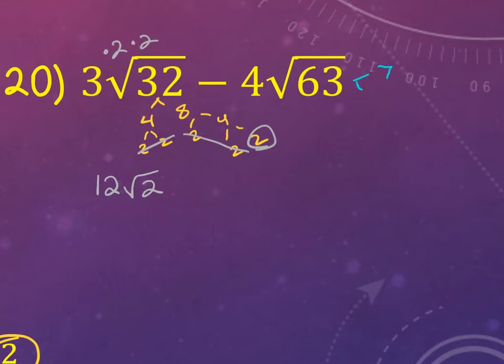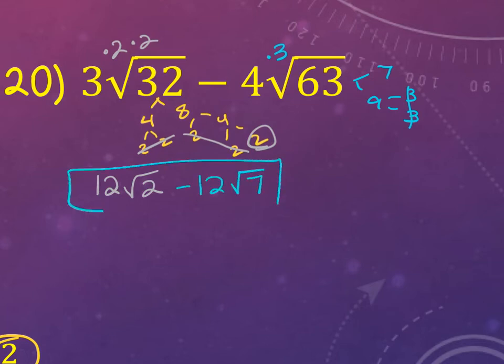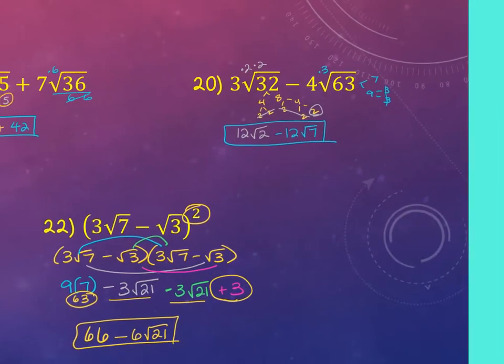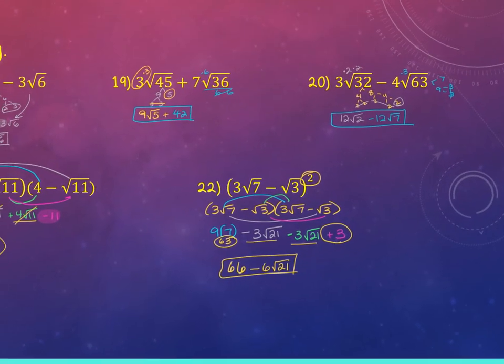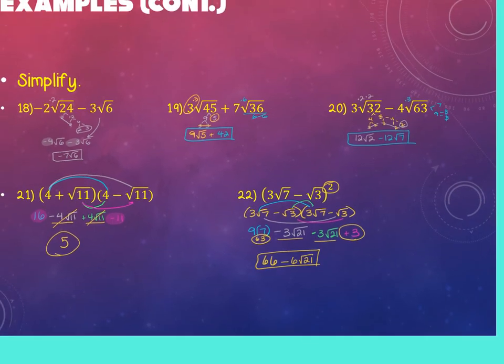63 is 7 and 9, which is 3 and 3. The 3s go to the outside, get multiplied by that minus 4, and I get minus 12. 7 is left underneath. Different roots. Even though the coefficient is the same, the roots are different, so I have to leave it the way that it is. All right, now we did all those. Questions on any of those before we move on?